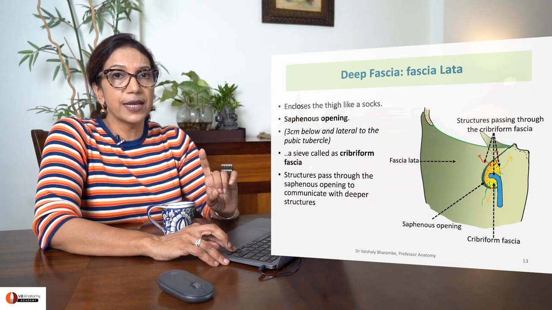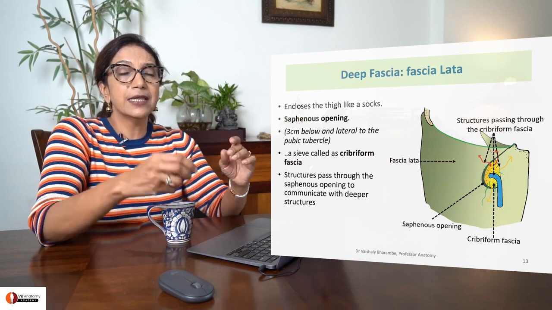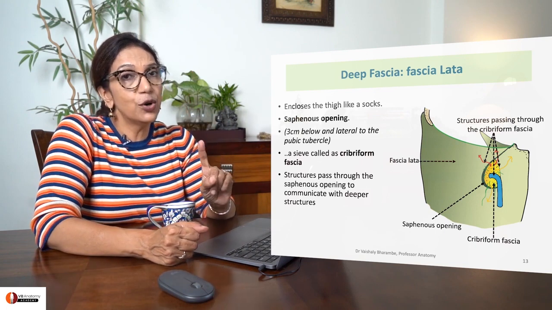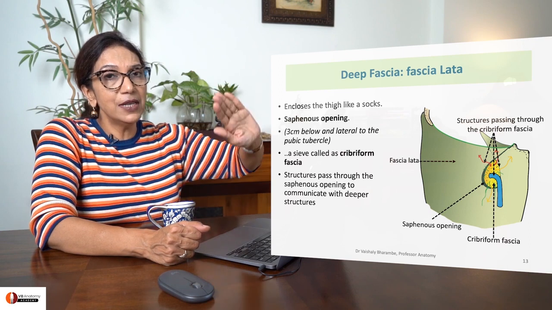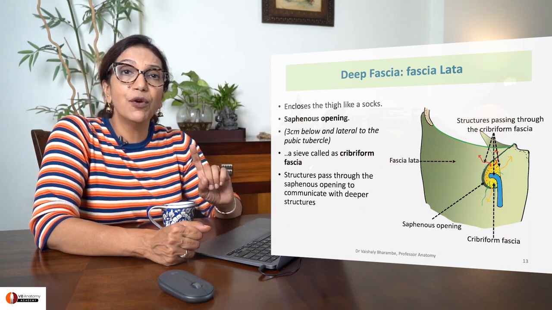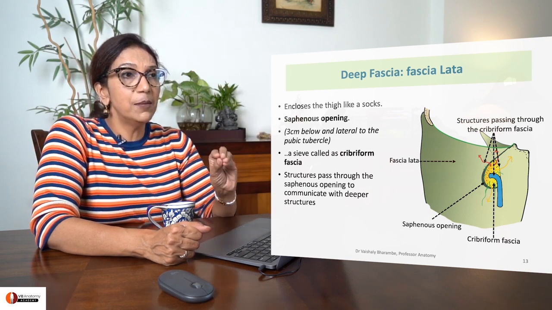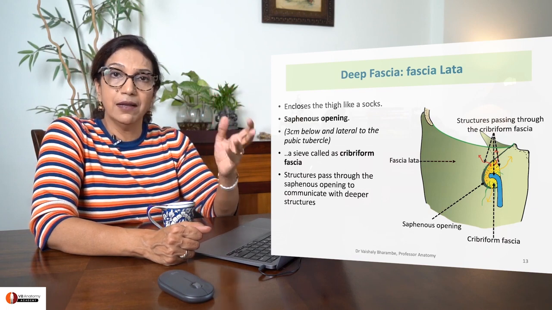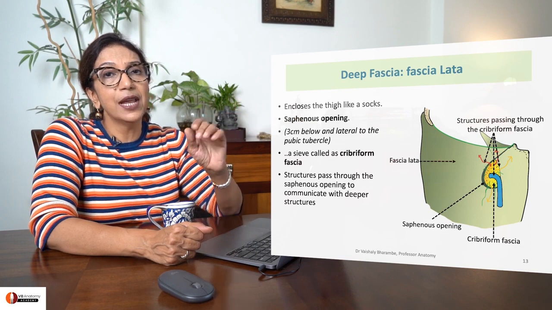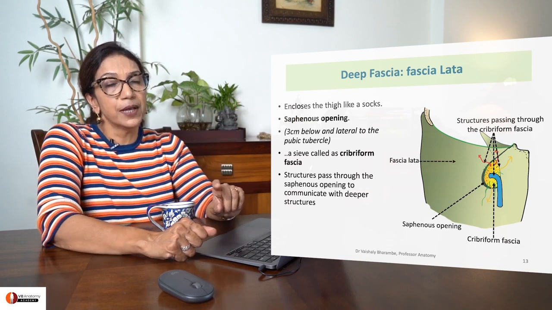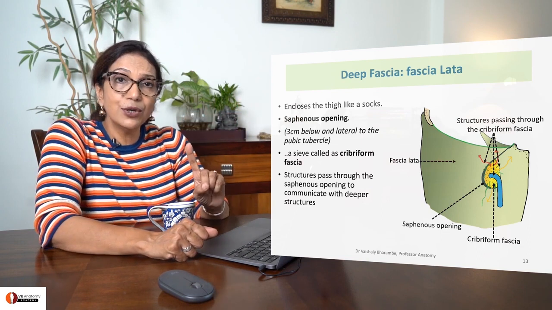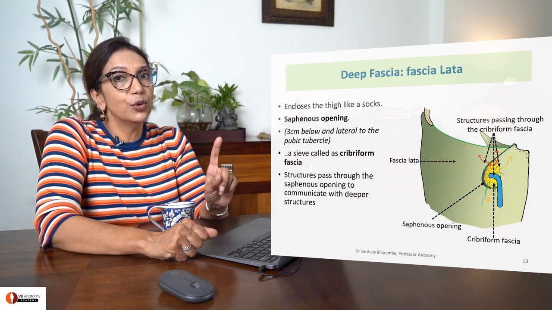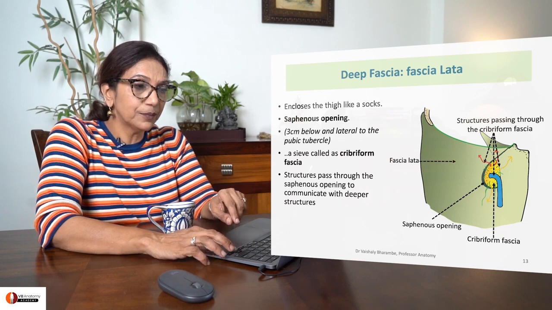Let's revise this quickly. The entire thigh is enclosed by a deep fascia. The deep fascia has an opening in it called saphenous opening. The saphenous opening is covered by cribriform fascia. The cribriform fascia is pierced by arteries, veins, and nerves as they enter or exit through the saphenous opening. Got that clear? Where is your saphenous opening? It is 3 cm below and lateral to the pubic tubercle.